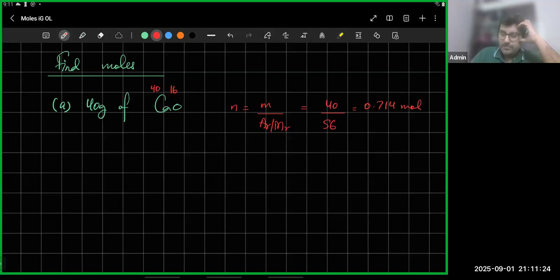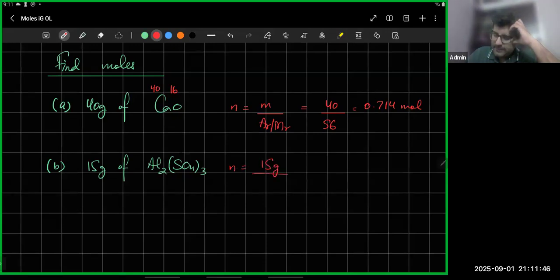अच्छा, similarly, एक और कर लेते हैं. Let's say I have 15 grams of aluminium sulfate. So how many moles is this? ठीक है? So moles would be mass divided by, so 15 grams divided by, अब aluminium is 27, sulfur is 32, and oxygen is 16. So you have to calculate the MR carefully.